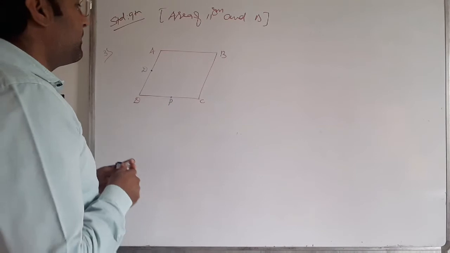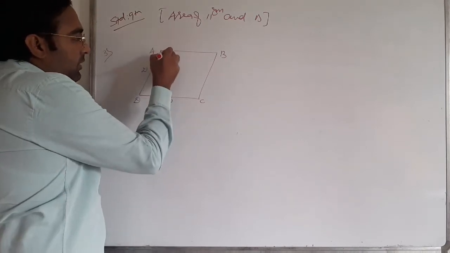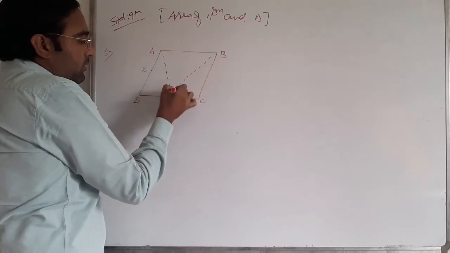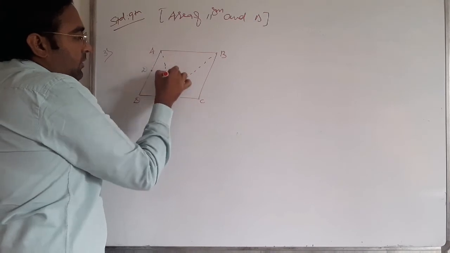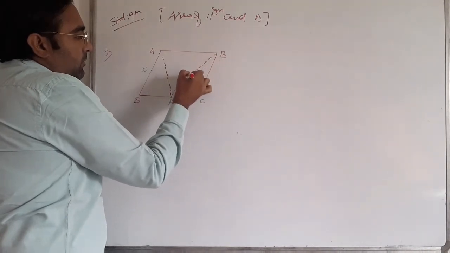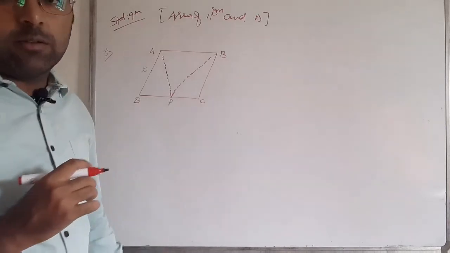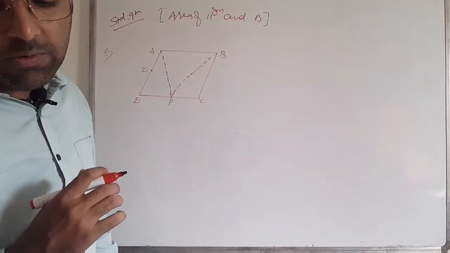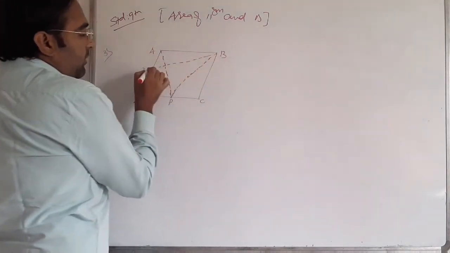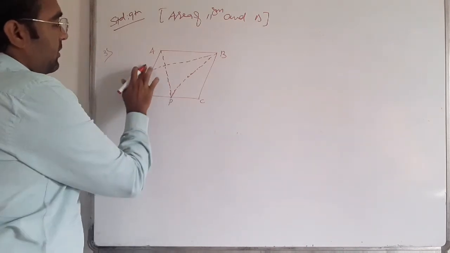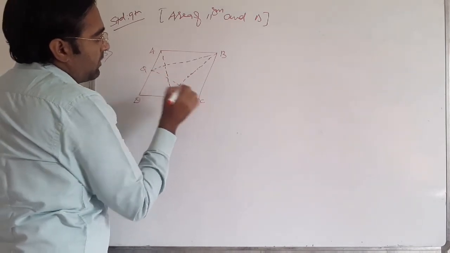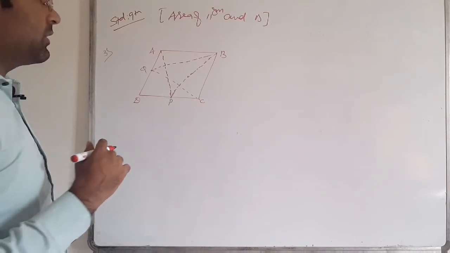Okay, show that area of APB, so I'll draw the triangle APB, clear, is equal to area of BQC. Here we have to see that area of BQC. Here my BQC. Okay, clear? This kind of figure is given.